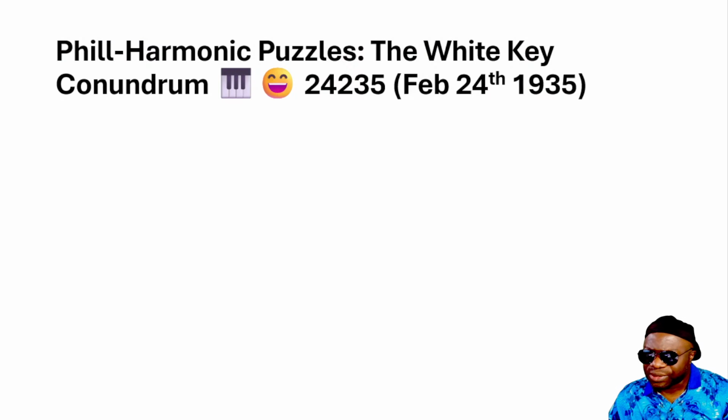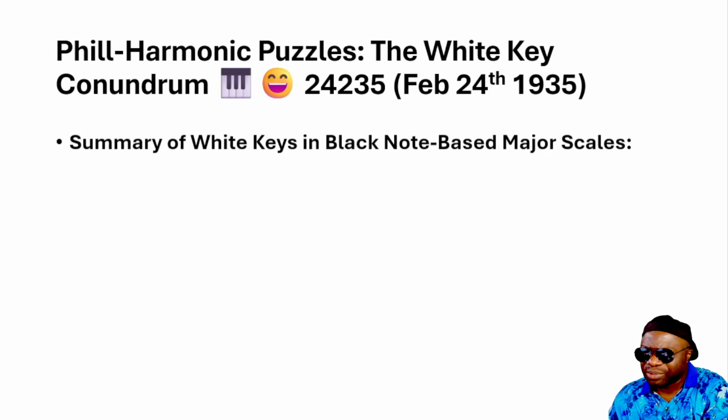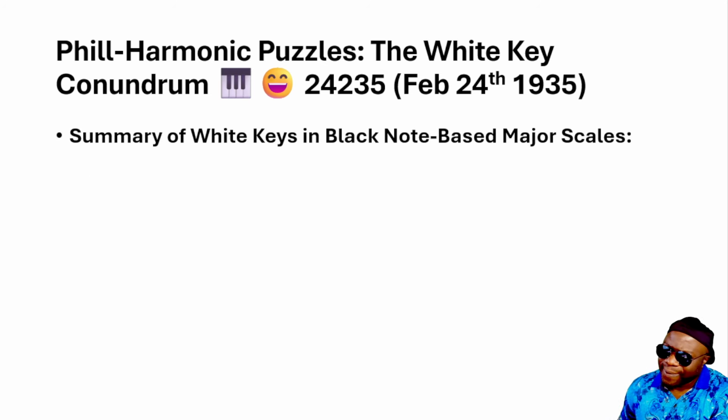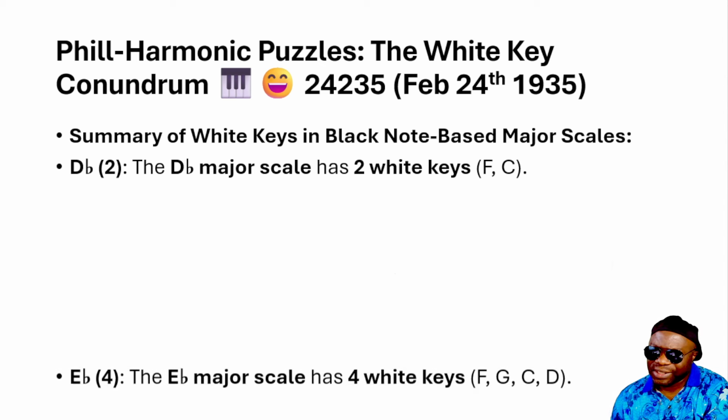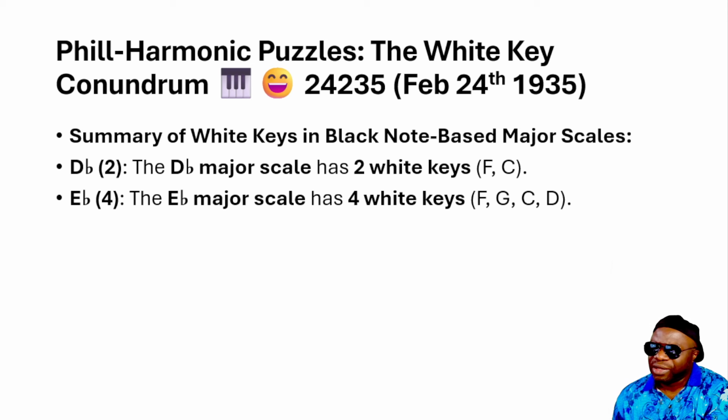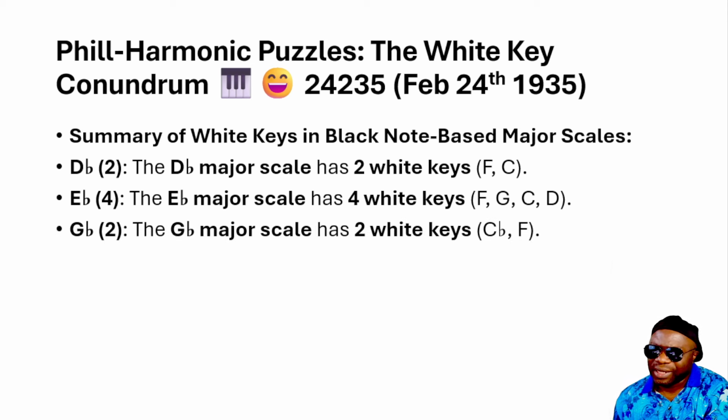So, here's a summary, if you're a numbers person like I am, of the white keys in black notes based on the major scales. On the key of D flat, you've got 2 whites, F and C. On the key of E flat, you got 4 white notes there, F, G, C, and D. On the key of G flat, you've got 2.